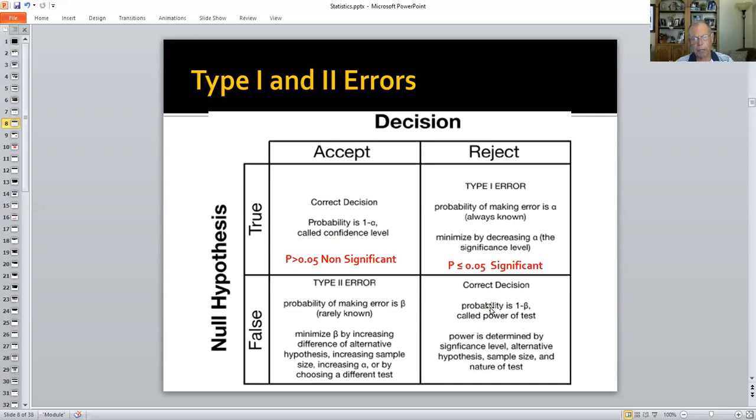Let me just say one thing about power. If we have a sufficient sample size, and that's really the key, we'll have more power, and if we have a null hypothesis that's declared false, that would be a correct decision. We commit the error of having false negatives when our sample size is too small.